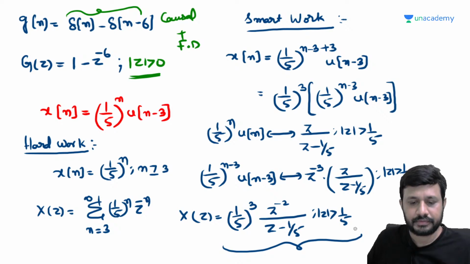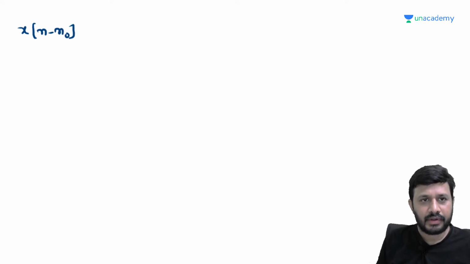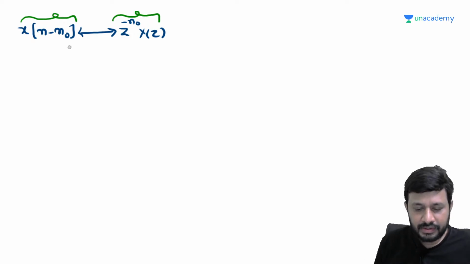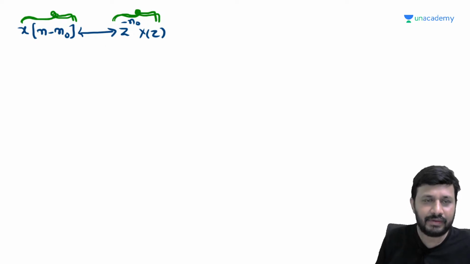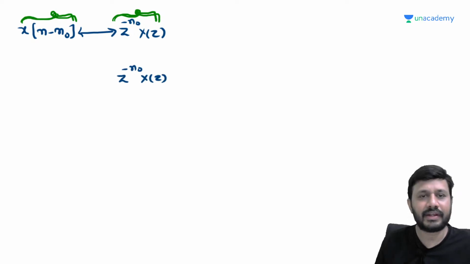Now look here. After this, see what our shifting property is saying. X of n minus n naught forms a z transform pair with z power minus n naught into x of z. Or I can say like this: Z transform of x of n minus n naught is z power minus n naught into x of z. Alternatively, can I say that inverse of z power minus n naught into x of z is x of n minus n naught.